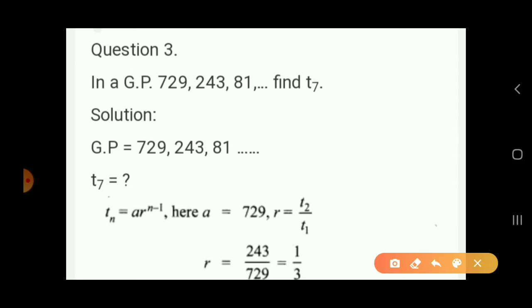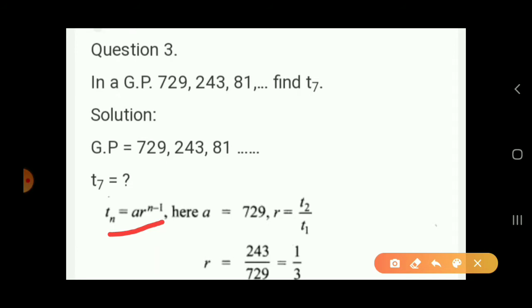In a GP 729, 243, 81, find T7. T7 means the 7th term. For a term we can use the Tn formula, as I already told. Solution: in the GP 729, 243, 81, T7 means use the Tn formula, Tn equal to A into R power n minus 1.